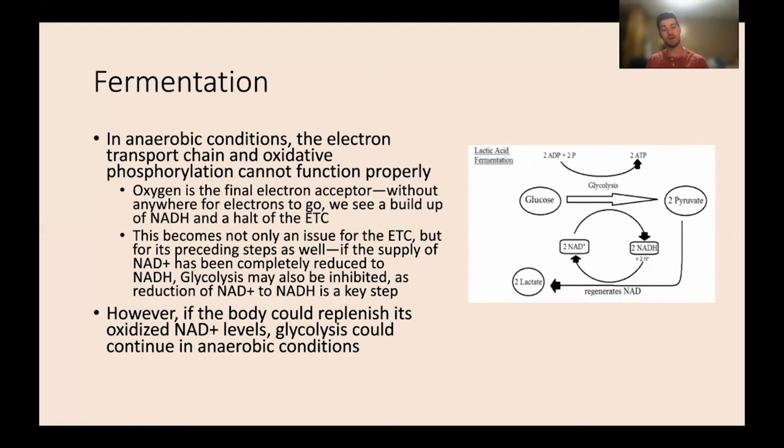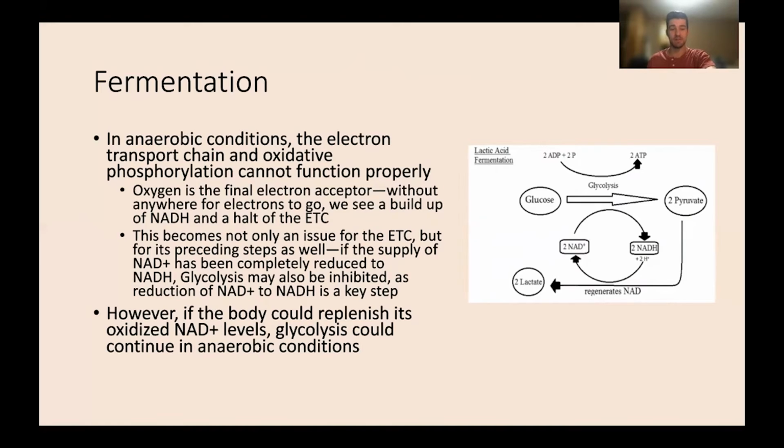So all of those high energy electron carriers, all that NADH that we're making from glycolysis and the Krebs cycle, if there's nowhere for it to dump its electrons, it's just going to mess up the delicate balance of the entire system. So we're going to have a buildup of NADH and we're not going to have any NAD+. So this becomes not only an issue for the electron transport chain, we're not actually performing oxidative phosphorylation anymore, but it messes up the preceding steps as well.